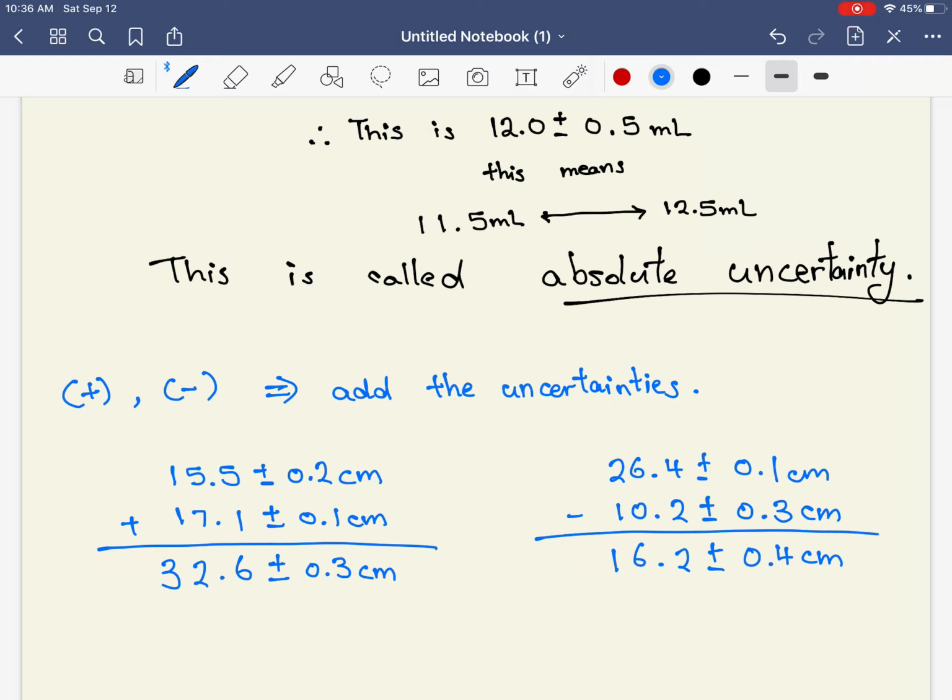So that's how you would add and subtract uncertainties. Tomorrow we will look at how to multiply and divide two numbers with uncertainties in them. And trust me, it's a little bit more work. All right, let's call it for the day. Bye.